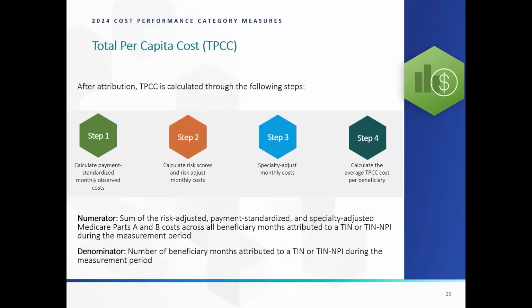When calculating the TPCC, the numerator is the sum of the risk-adjusted, payment standardized, and specialty adjusted Medicare Parts A and B cost across all beneficiary months attributed to a TIN or TIN MPI during the measurement period. And the TPCC denominator is the number of beneficiary months attributed to a TIN or TIN MPI during the measurement period.